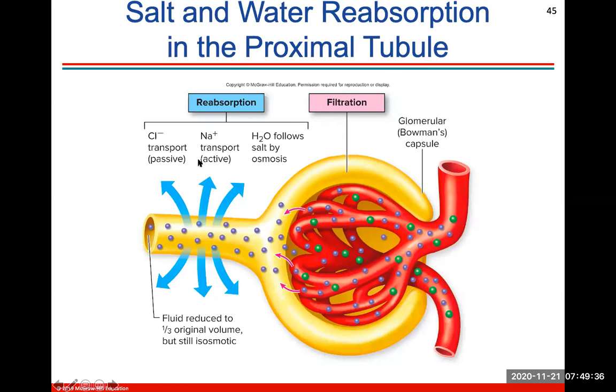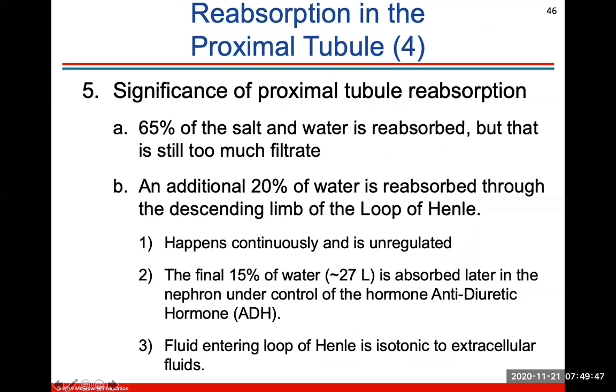So here we go again. Here's reabsorption. Water will follow salt by osmosis. Sodium will be actively transported and chloride will be passively transported. The significance of proximal tubule reabsorption: 65% of salt and water is reabsorbed, but that is still too much filtrate. So an additional 20% of water will be reabsorbed through the descending loop of Henle.